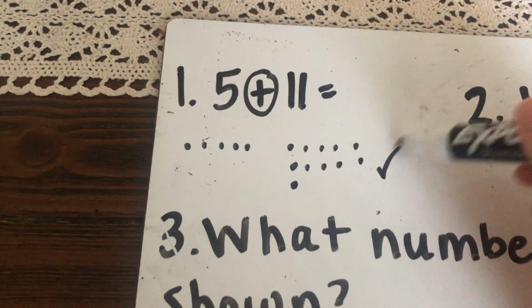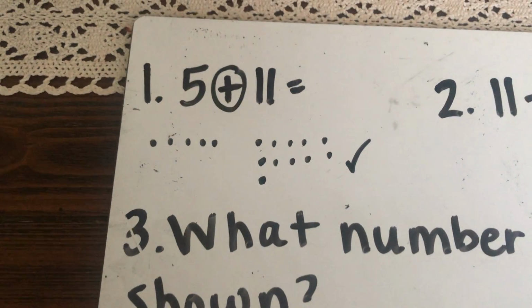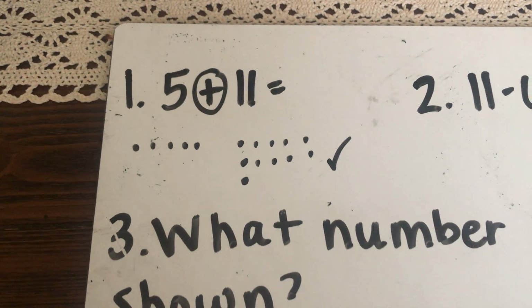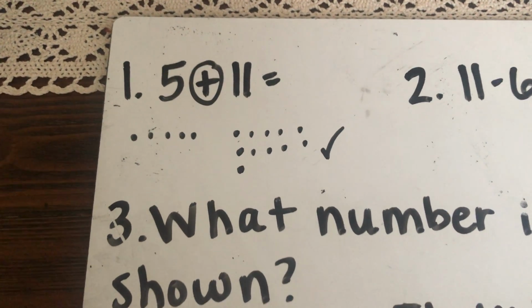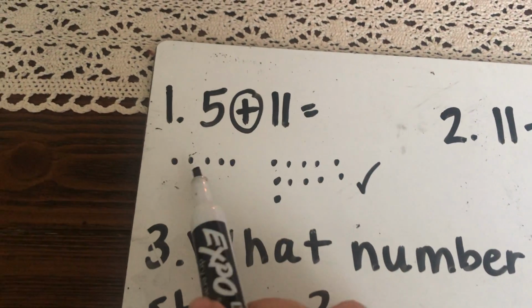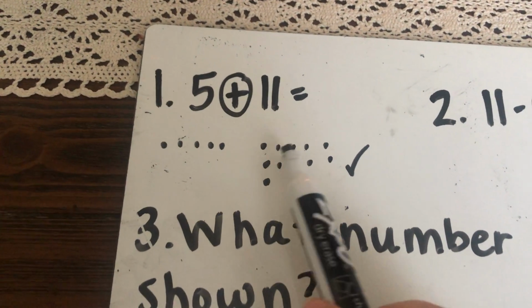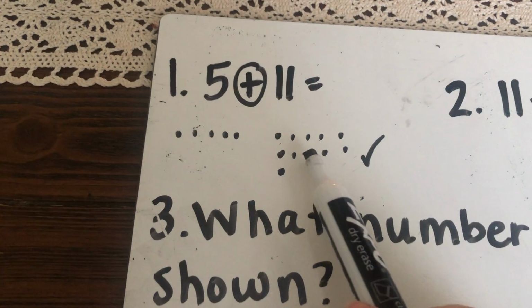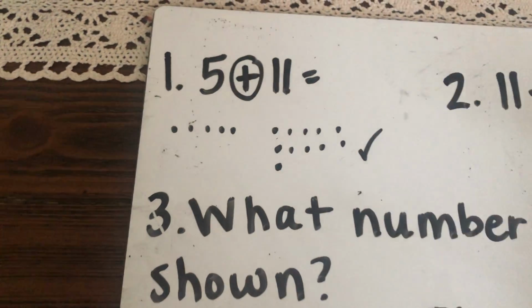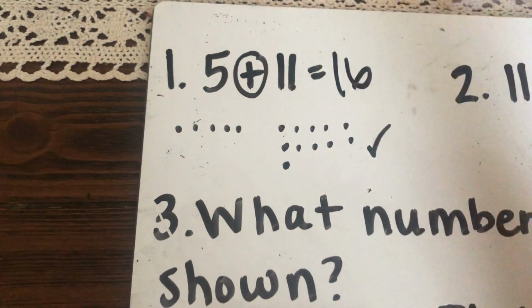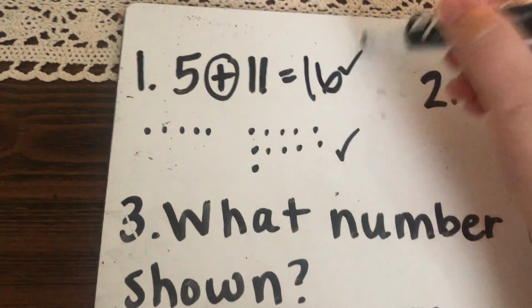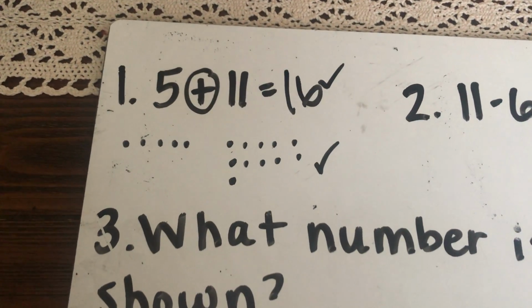Now that I've drawn my picture, if you drew yours, give yourself a check. I'm going to count it up to see how many dots I have to see what my answer is. So I know I have 5 over here, 6, 7, 8, 9, 10, 11, 12, 13, 14, 15, 16. So we have 16 as our answer. If you got 16 for your answer, give yourself a check.